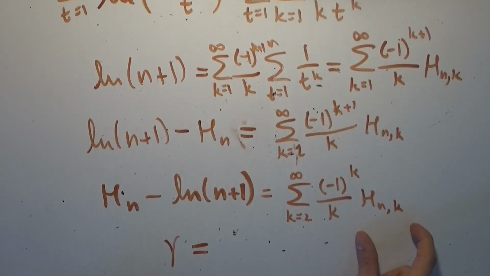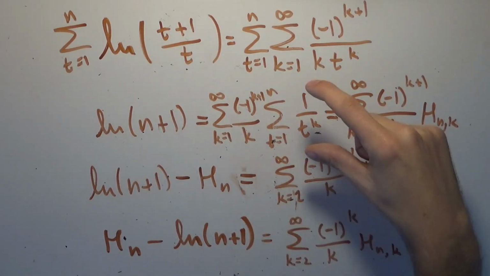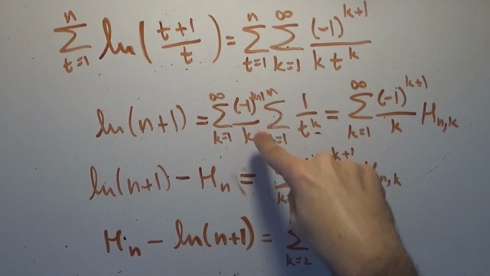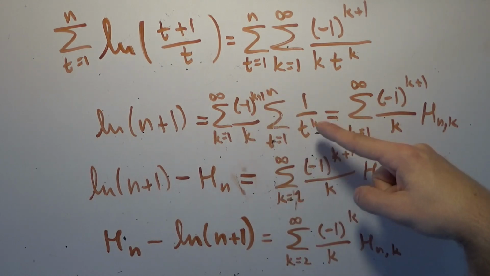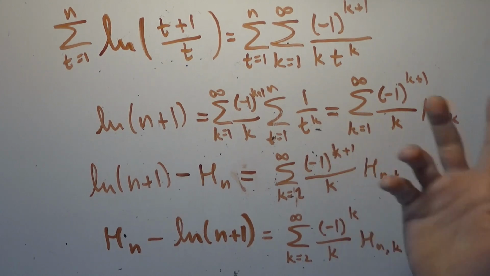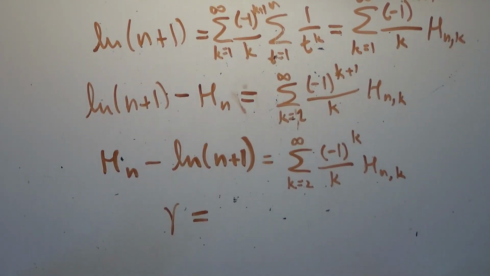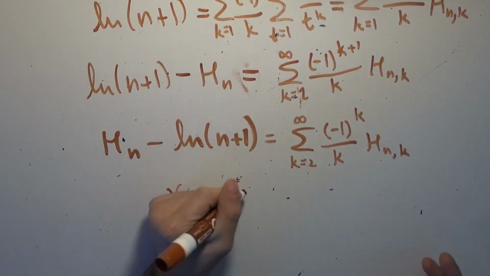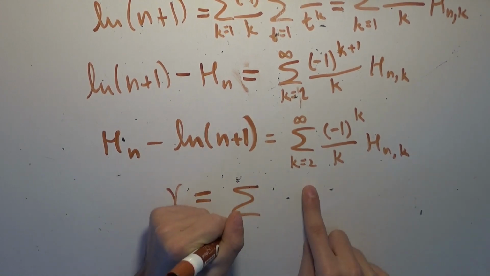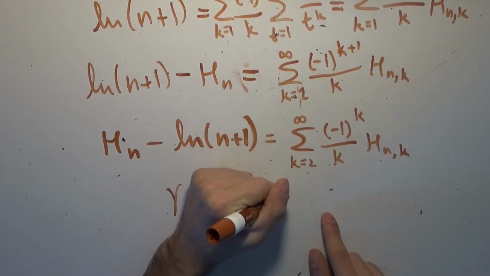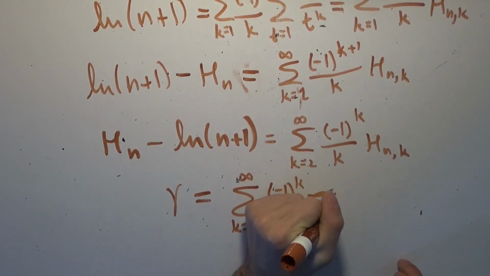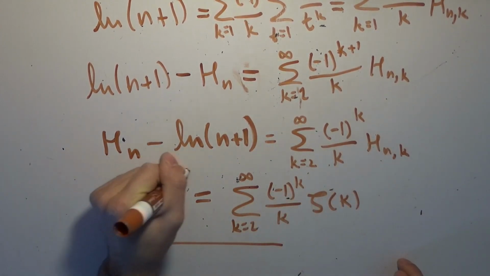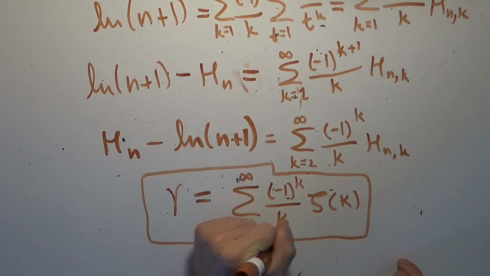This thing right here. If n goes to infinity, then we're just summing over all t raised to the same power in the denominator, which is the definition of the zeta function. I mean, come on, guys, this is so awesome. So we get the sum from k equals 2 to infinity of negative 1 to the k over k times the Riemann zeta function evaluated at k. Absolutely beautiful.